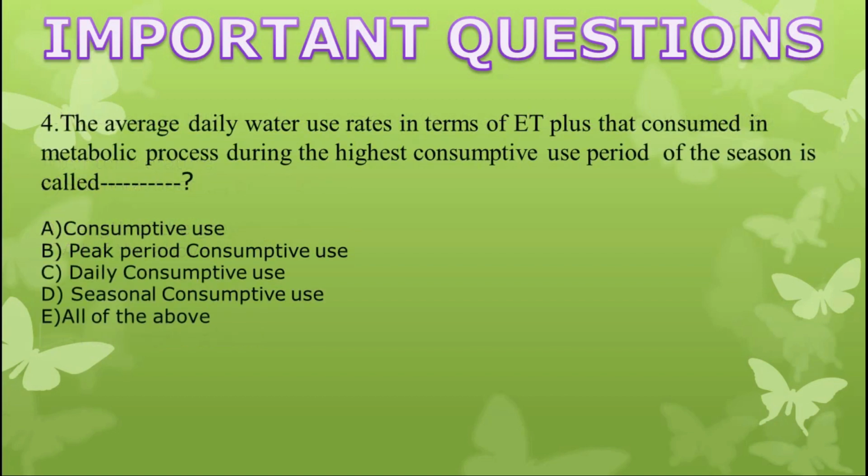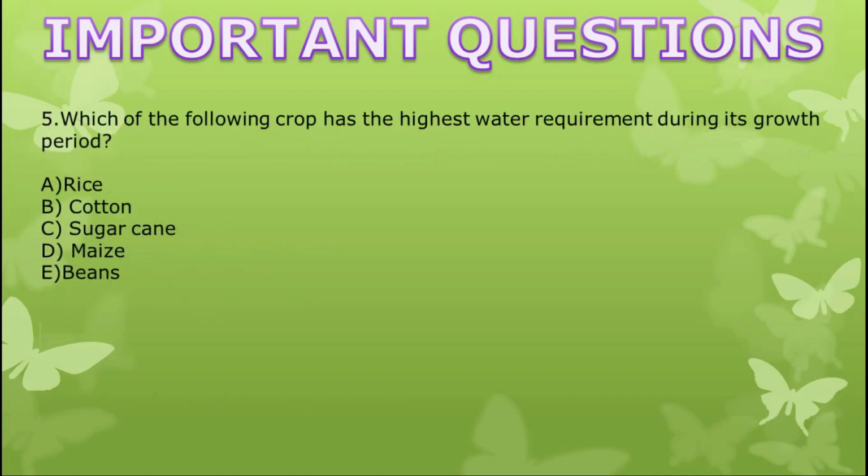Our fourth question: the average daily water use rate in terms of evapotranspiration plus that consumed in metabolic processes during the highest consumptive use period of the season is called as. The clue is the highest consumptive use period of the season, and the answer is peak period consumptive use. Which of the following crops has the highest water requirement during its growth period? In the table, the highest water requirement is for sugarcane, which is the correct answer.